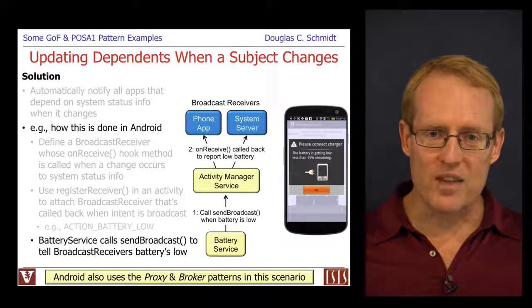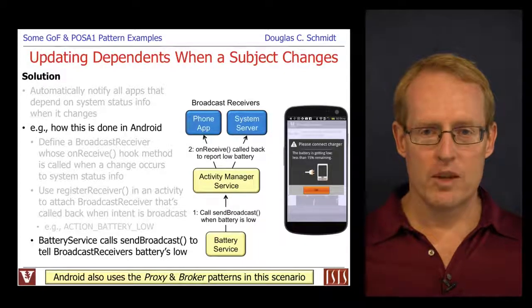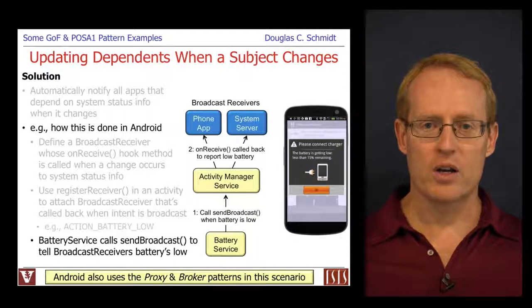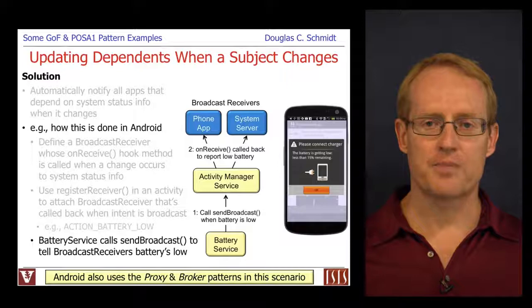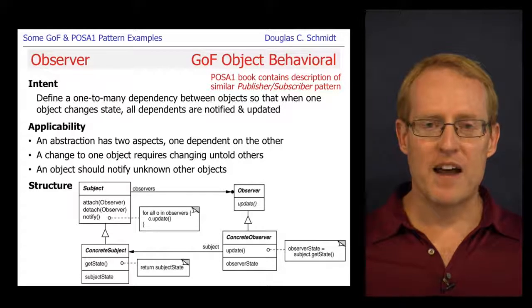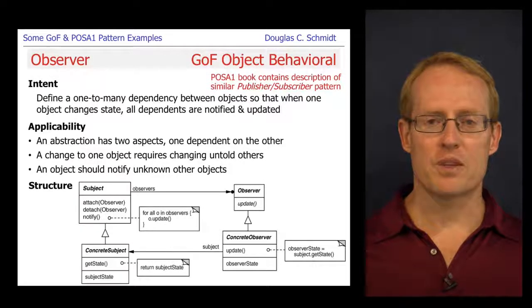If you take a look at the way that this actually works in the Android implementation, you'll also find that the Android intents framework uses other patterns we've talked about, such as proxy and broker, in order to do all these various steps. Well, once again, it turns out that this arrangement of classes and objects is not just random. In fact, it conforms to one of the classic design patterns, the observer.